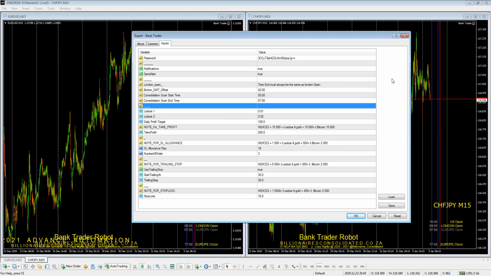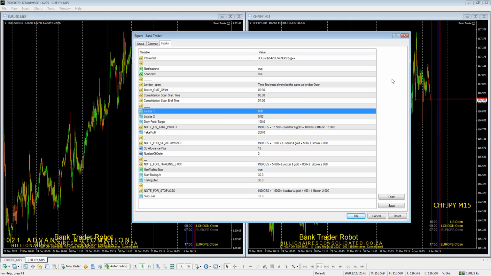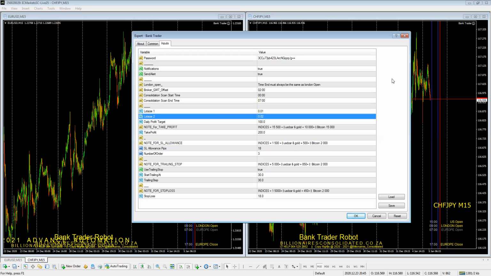Lot size by default is 0.1. Lot size 2 by default is 0.2. So the robot will place 2 orders, 2 pending orders, when there is a signal or when there's a trade.